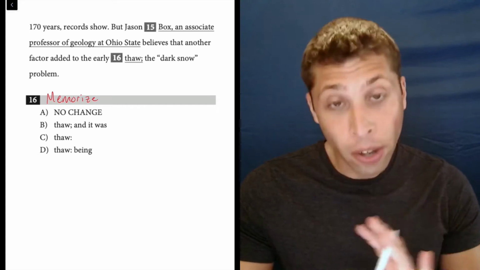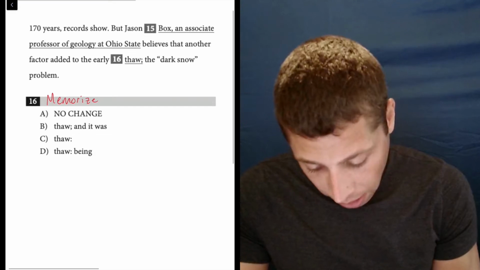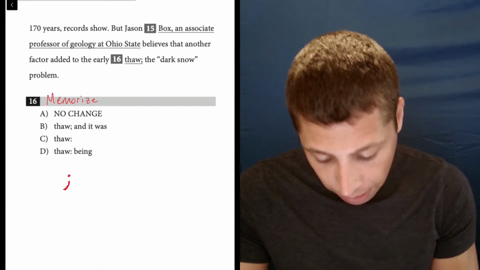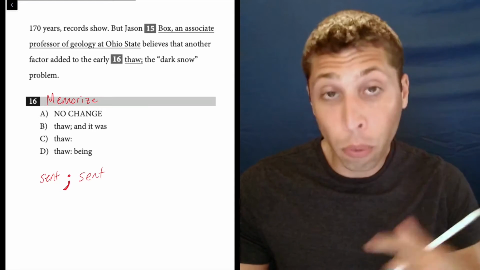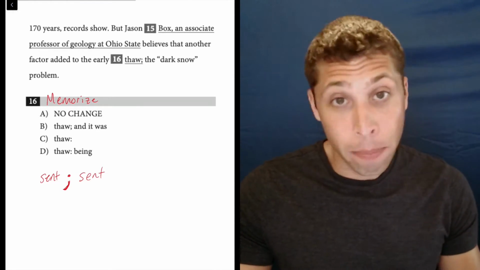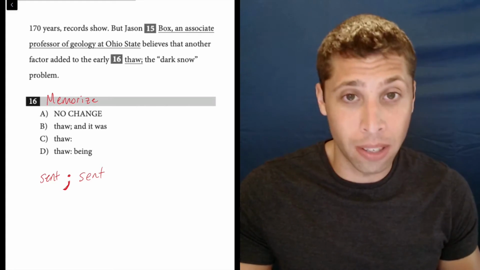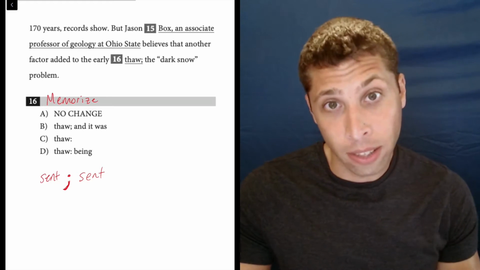So there are two rules that we need to know. First and foremost, the rule for the semicolon is basically the easier rule. We need to have a complete sentence before the semicolon and a complete sentence after it. Basically, a semicolon for SAT purposes is a period. It functions the same way. So that's an easy test that we can apply.